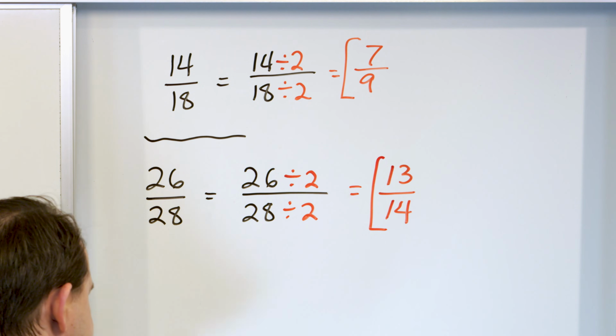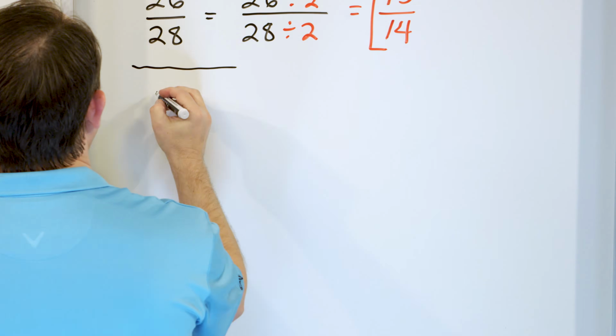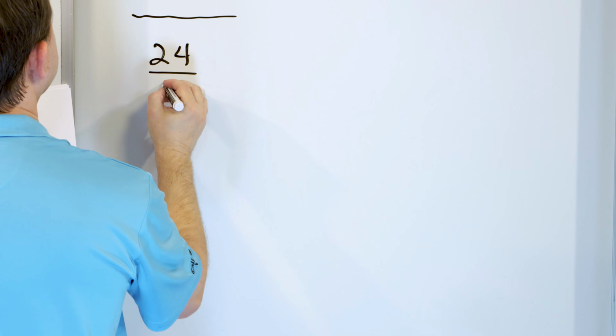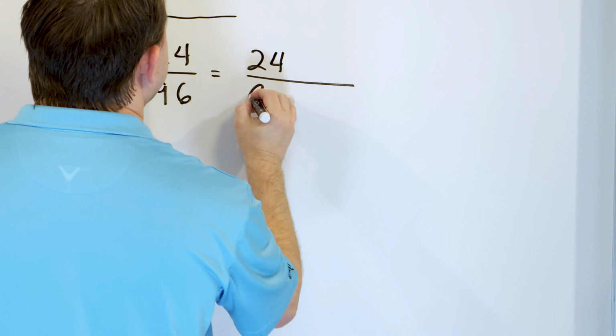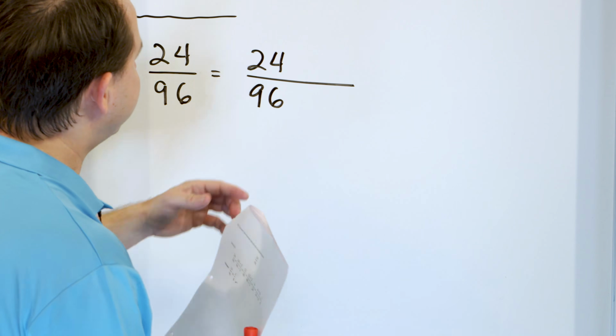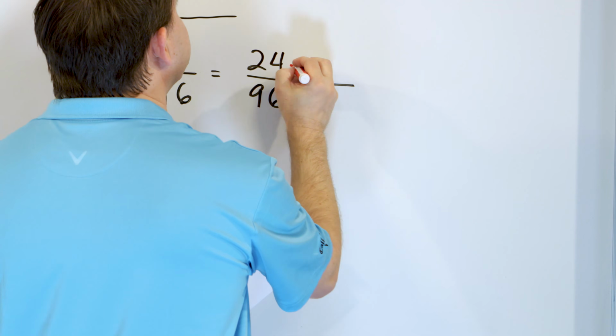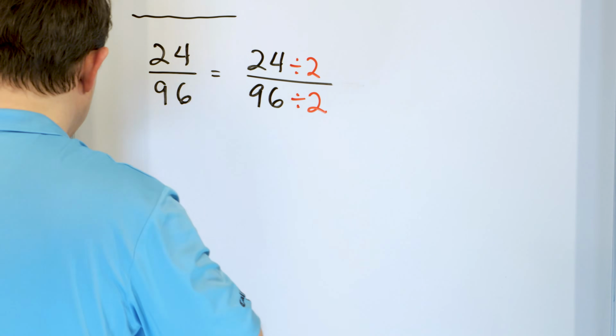All right, and then finally, here's our last problem. What about 24 and 96? So I write 24 again and 96 again. Now, I don't really know exactly what the best number is to divide by, but I know that they're both even. So I'm going to divide the top by 2, and I'll divide again the bottom by 2.